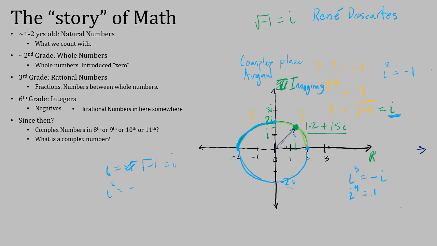i squared is like -1. i cubed is like -i. And i to the 4th is just +1. Now if I went to i to the 5th, you can see that this is cyclical. It's just going to start back over, where i to the 5th is the same thing as i, i to the 6th is the same thing as -1, and so on and so forth. And it follows this pattern.